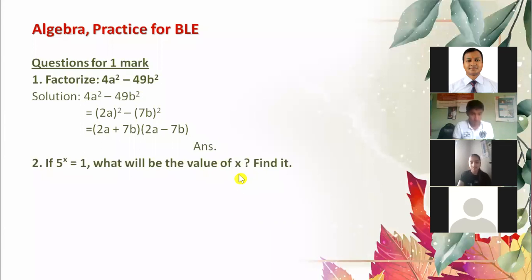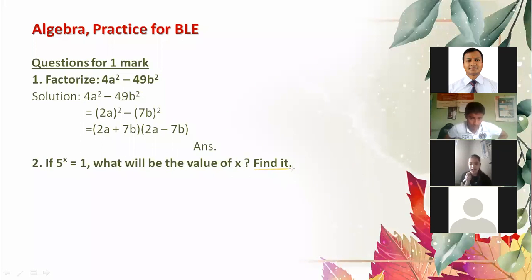Look at the next question, and you can tell its answer yourself without solving it. 0.5 power x is equal to 1. What will be the value of x? It will be 0. Yes. Find it. Just look at the question. What is said here? It is said to find it.